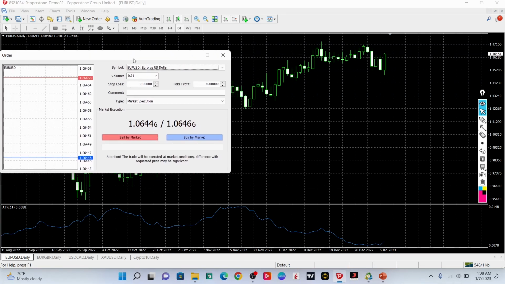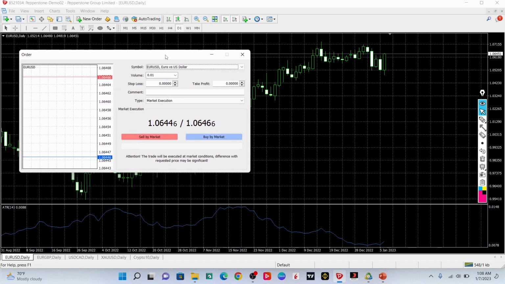When you press that, you get this pop-up window. This pop-up window is for how to enter your trades. It will show you your type of order, the volume, that's the lot size, and the pair you are going to trade. It will show you the sell by market, or these are the market prices. It will show you the bid and the ask. This is the bid and this is the ask price.